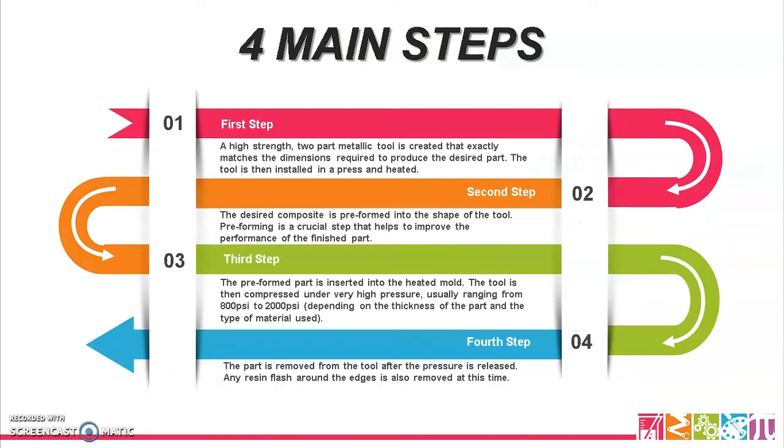There are 4 main steps. First step, a high-strength 2-part metallic tool is created that exactly matches the dimensions required to produce the desired part. The tool is then installed in a press and heated. Second step, the desired composite is preformed into the shape of the tool. Preforming is a crucial step that helps to improve the performance of the finished part.